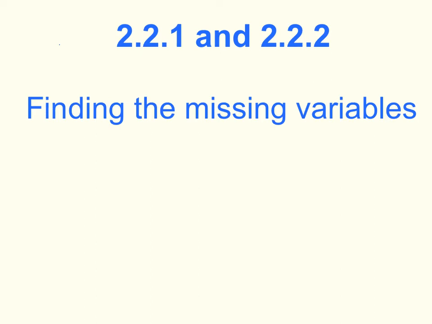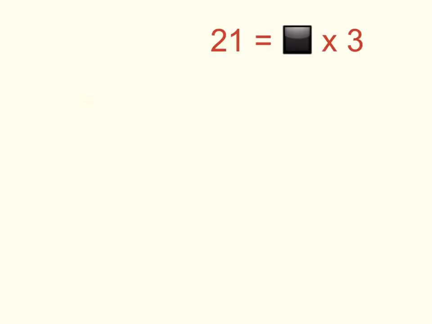Today I'm going to model for you how to find the missing variable in a couple different problems. A lot of people look at this problem and might say, well, I know this problem. I know that 7 times 3 is 21. But starting with these basic problems, we want to make sure that we know the steps needed to get that answer. So how could we get, using 21 and 3, that answer 7?